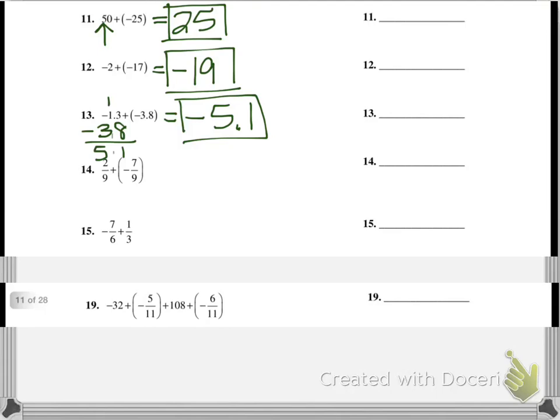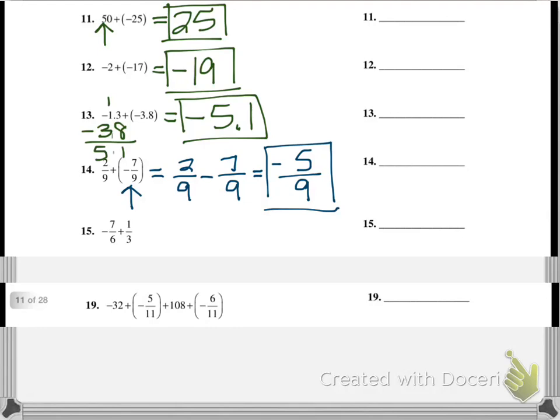Now number 14, the signs are different. So I'm actually going to have to subtract 2/9 minus 7/9. And since 7/9, the absolute value of that term, is larger, that means my answer is going to be negative, which makes sense because 2 minus 7 is going to be a negative 5/9. Recall that when you're adding and subtracting fractions, your denominators have to be alike, and as long as they're alike, then you just add or subtract your numerators depending on what the problem asks you to do.